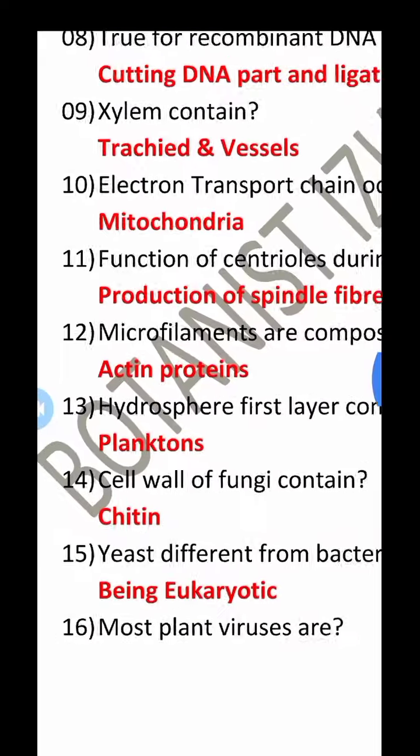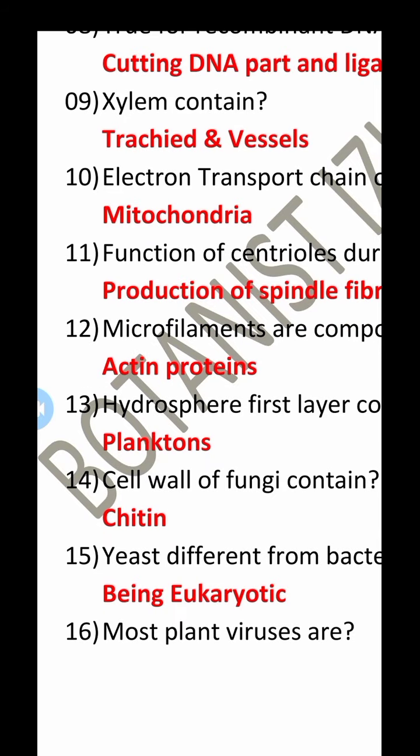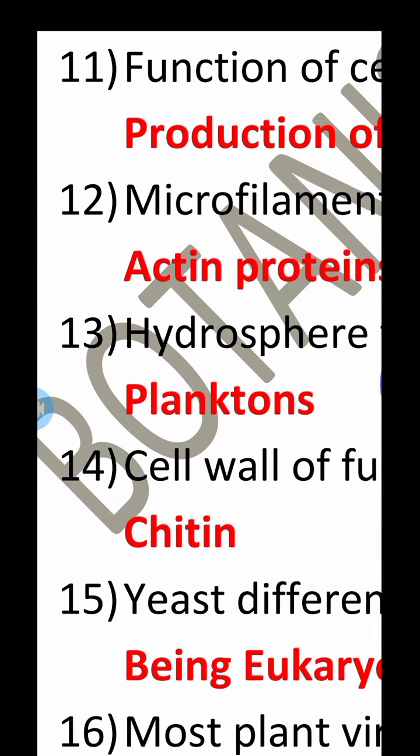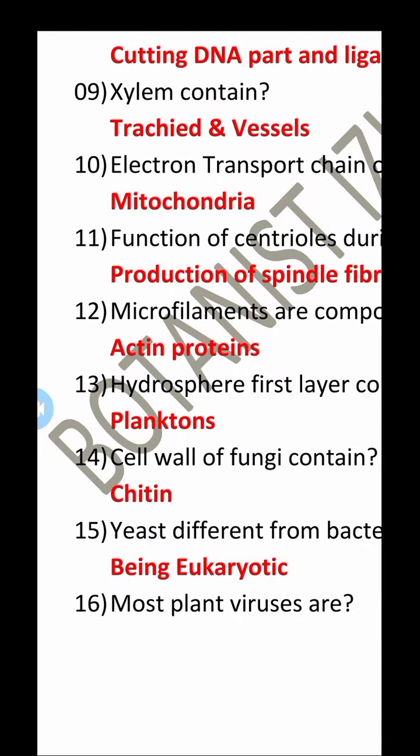MCQ number 14: the cell wall of fungi contains what? The correct answer is chitin. Chitin is a fibrous substance consisting of polysaccharides. It is the major constituent in the exoskeleton of arthropods and insects, and in the cell walls of fungi.